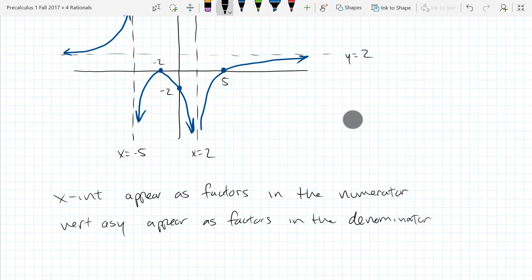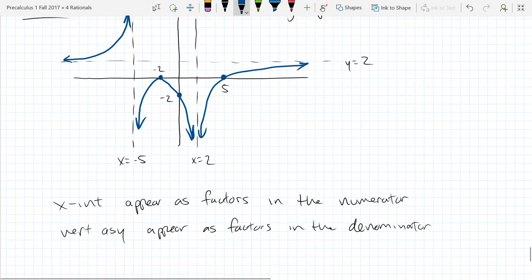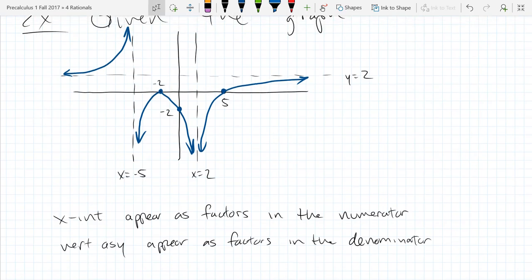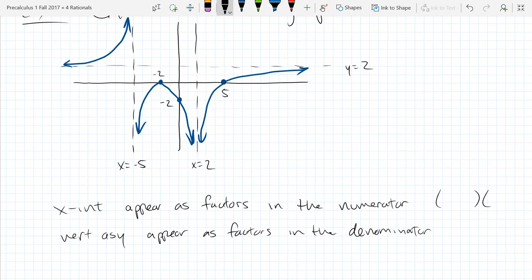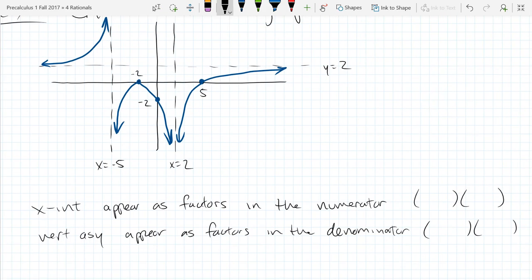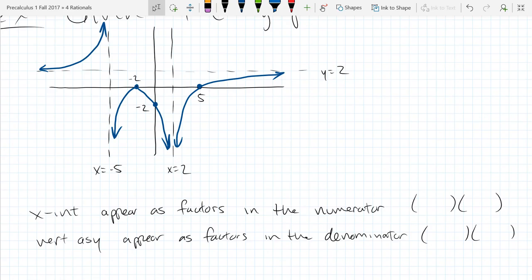You also have to consider crossing and bouncing. There's one crossing x-intercept, there's one bouncing x-intercept, and there's one crossing vertical asymptote and one bouncing vertical asymptote. So you have to pay attention to which one's crossing and which one's bouncing, as to if it's an even or odd power. So write down the two factors that'll be in the numerator and the two factors that'll be in the denominator. You've got all the information you need right on that graph there.